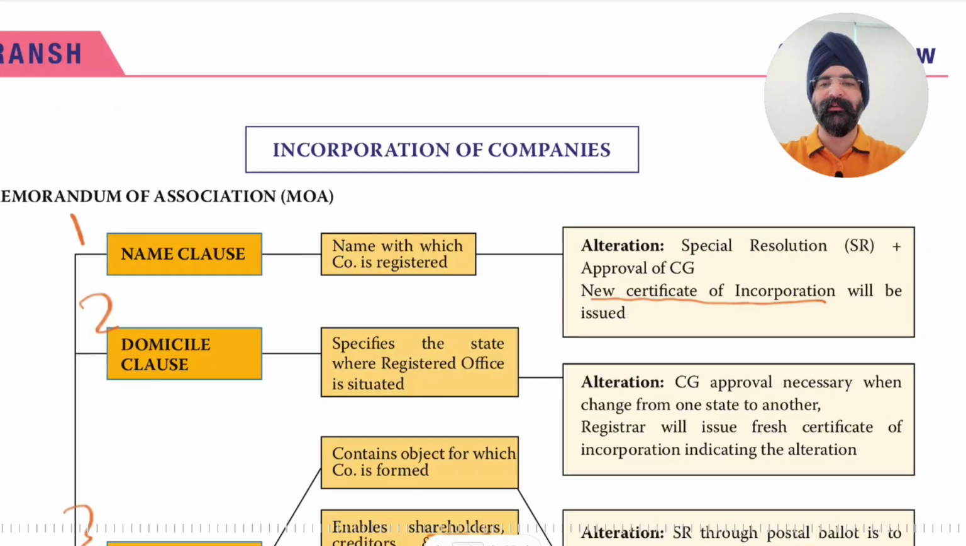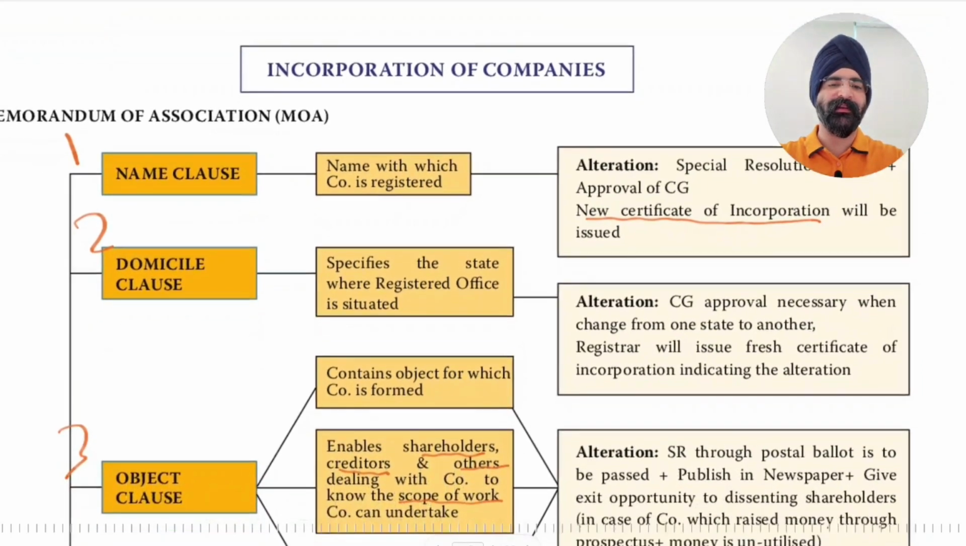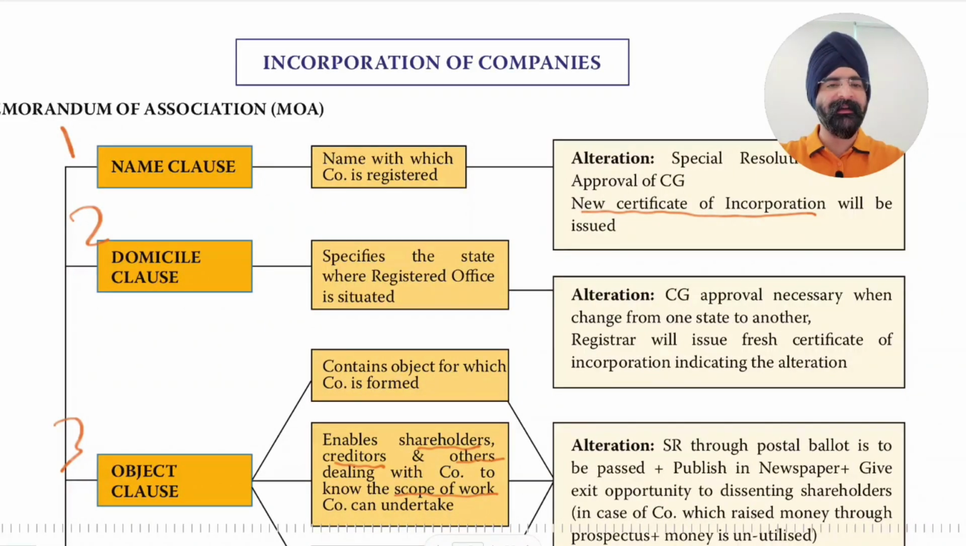Next is domicile clause, meaning state. Company is being shifted from one state to another. In this case also central government approval is necessary when changed from one state to another. So domicile clause will change if there is a change of state, and then central government approval is necessary. Registrar will issue a fresh certificate of incorporation indicating the alteration.